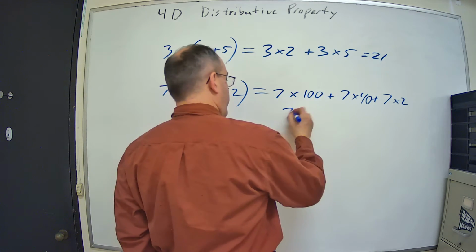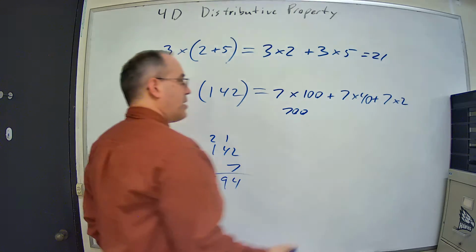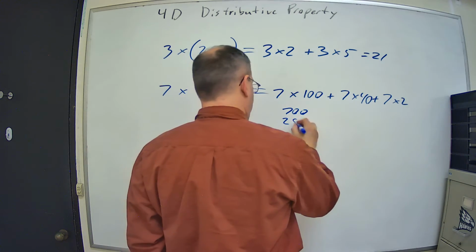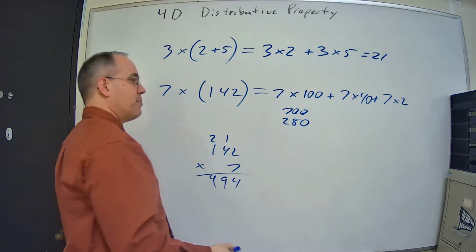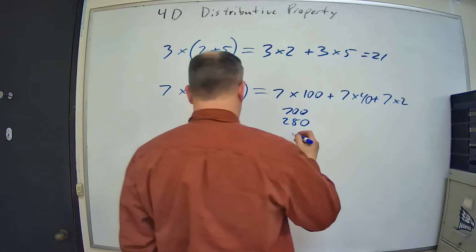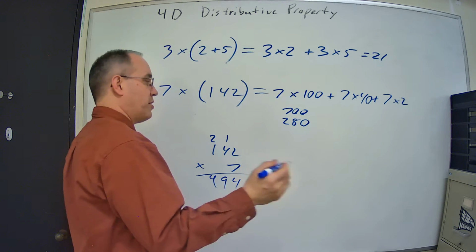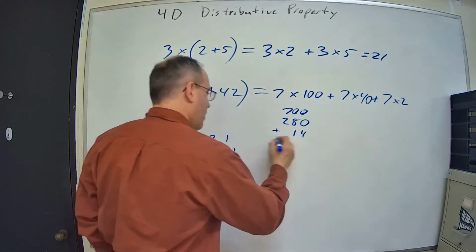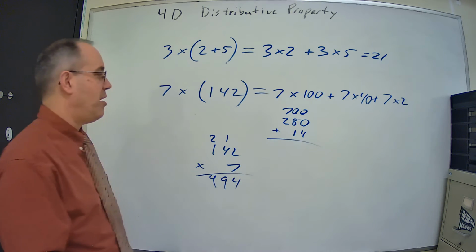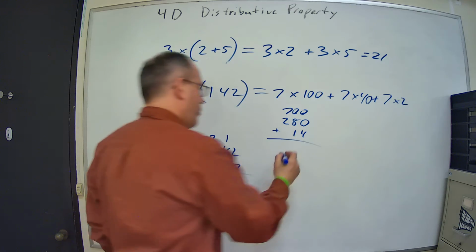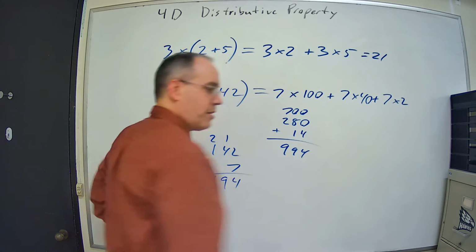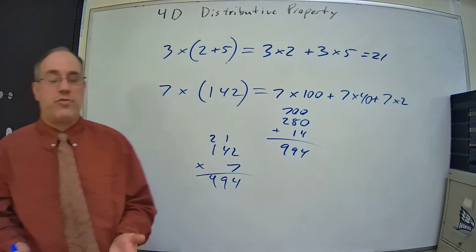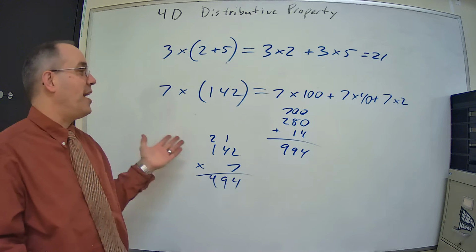7 times 100 is 700. 7 times 40 is 280. 7 times 2 is 2. Oh, sorry, it's 14. Thank you. 14. Add them up, and amazingly enough, we get 994. So you've been using the distributive property. That's how we multiply.